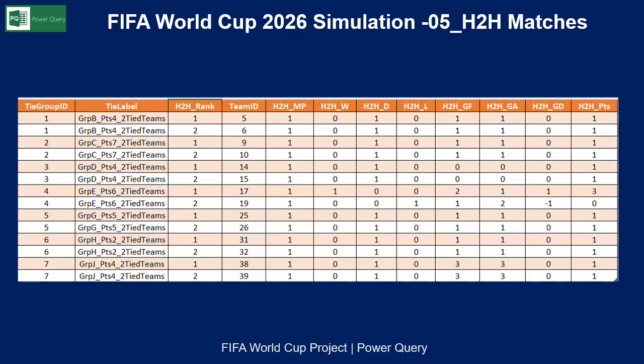Now that we've isolated the correct matches, the next step is to calculate the statistics inside each head-to-head group. In query number 6, head-to-head statistics, we'll summarize those matches into new standings based only on the tied teams. That's the first major step toward resolving the tie exactly as FIFA does.